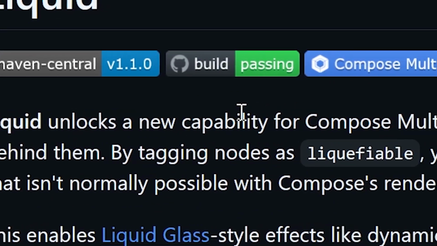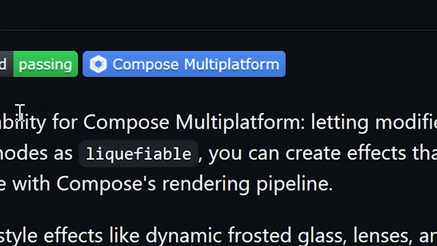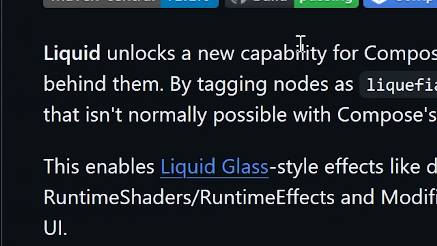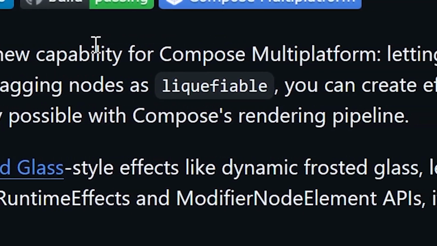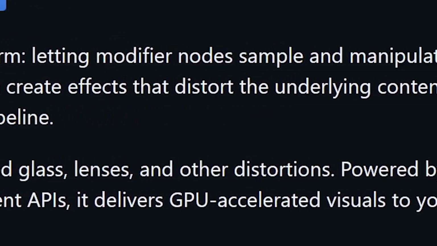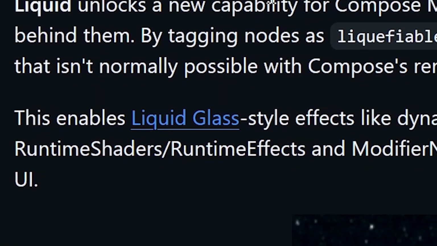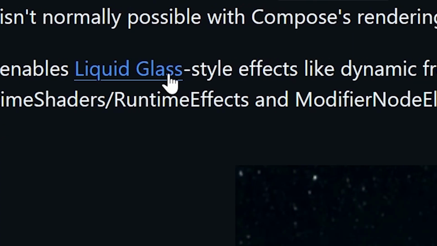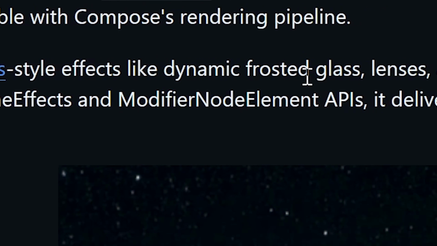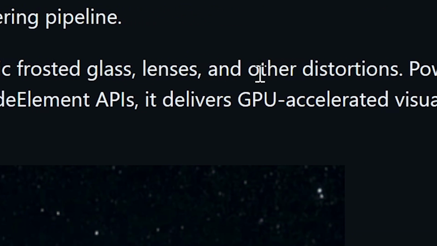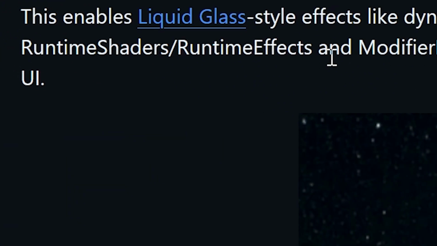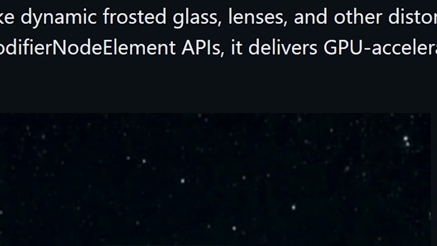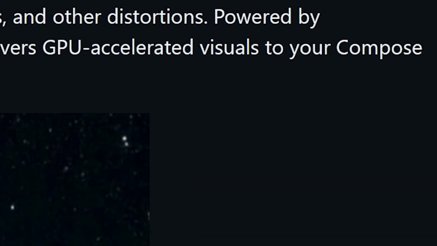Liquid unlocks a new capability for Compose Multiplatform, letting modifier nodes sample and manipulate the pixels behind them. By tagging nodes as liquefiable, you can create effects that distort the underlying content in a way that isn't normally possible with the Compose rendering pipeline. This enables liquid glass style effects like dynamic frosted glass, lenses, and other distortions, powered by runtime shaders, runtime effects, and the modifier node element API. It delivers GPU accelerated visuals to your Compose UI.